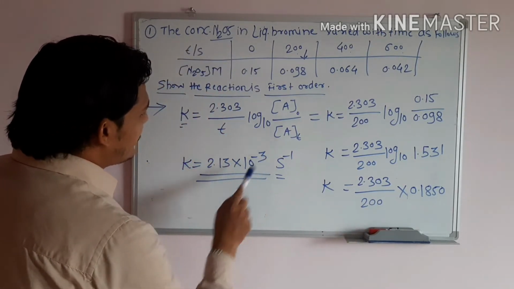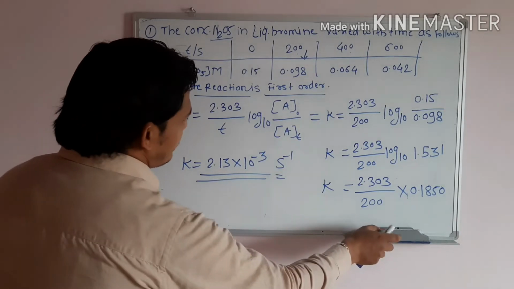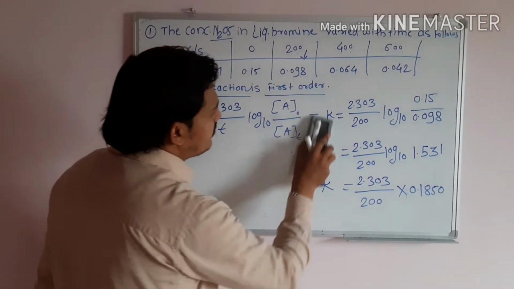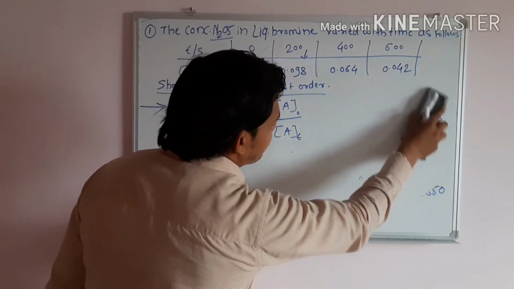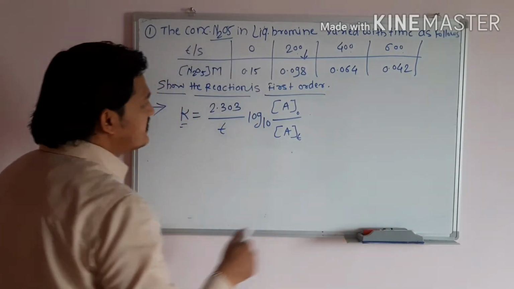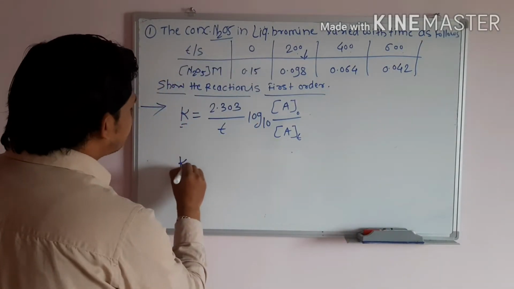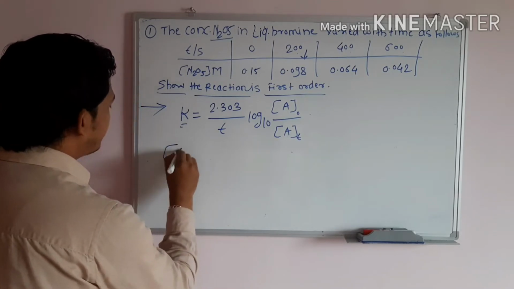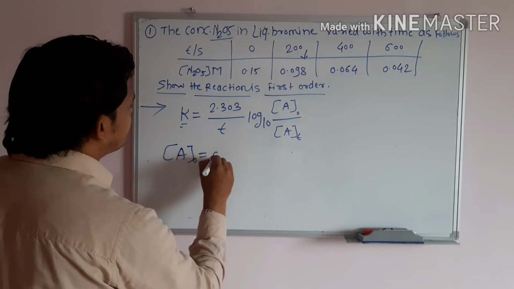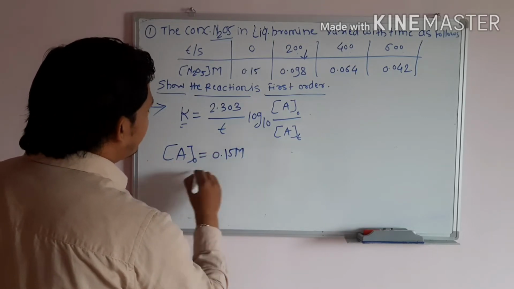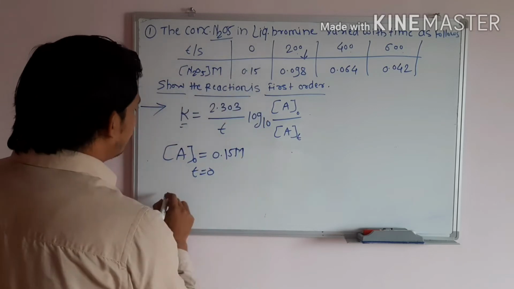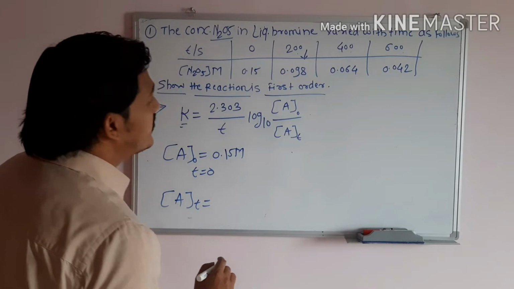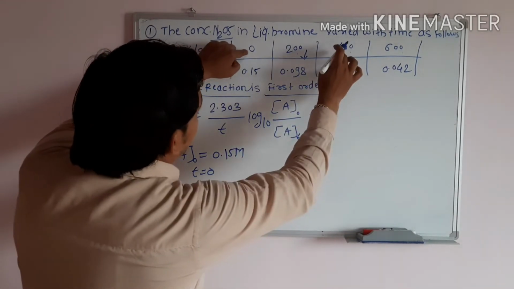2.13 into 10 to the power minus 3 per second, this is my answer. Okay, please remind that. Now if we take the second step, that is k is equal to, this is the original formula. Now the initial concentration, that is A0, will not be changed: 0.15 molar at time equal to 0. Then the final concentration At, now the limit is changed, now the limit is 0 to 400.